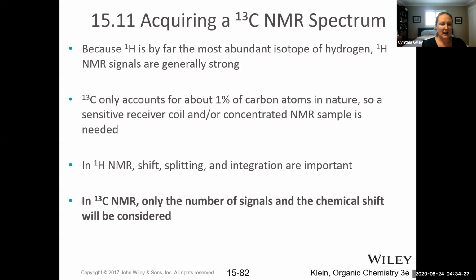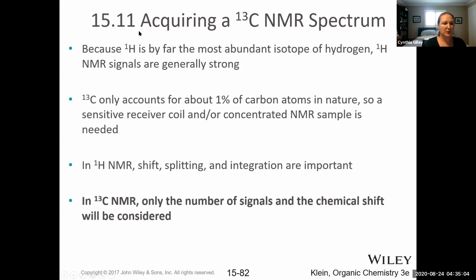One of the reasons why it's a little bit more difficult to deal with is because only carbon-13 nuclei are NMR active. And carbon-13 only accounts for about 1% of carbon atoms in nature. So our signals are not going to be very strong because yes, we have billions of molecules in the NMR tube, but only 1% of the carbons are actually carbon-13. So there's going to be a lot more noise, or a higher signal-to-noise ratio.